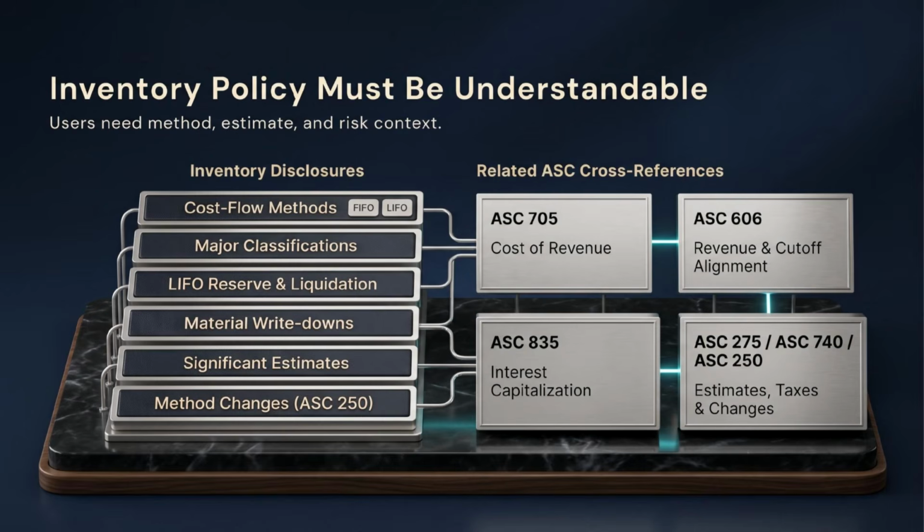Related topics include ASC 705 for cost of revenue, ASC 606 for revenue and cutoff alignment, ASC 835 for interest capitalization, ASC 275 for significant estimates, ASC 740 for income taxes, and ASC 250 for accounting changes.